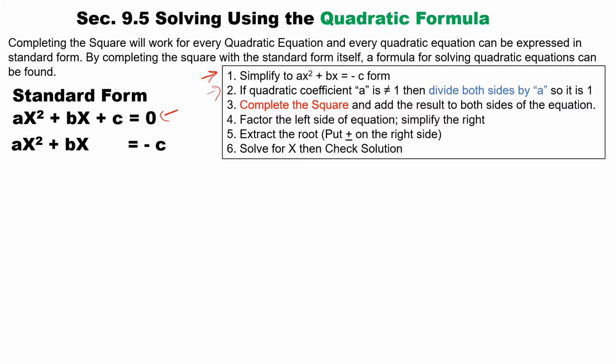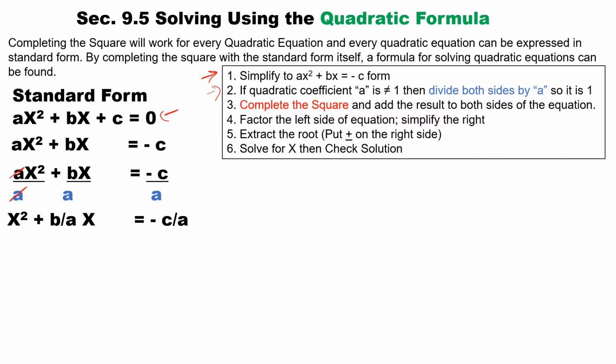Well, at this point, a, b, and c are representing numbers, integers, right? And so we're going to assume a is not 1 at this time, and we're going to go ahead and divide each term by a. When we do that, this a and this a here cancel out to be 1. That was the whole point. We wanted to get a 1x squared plus, now we have the fraction b divided by a, x equals negative c divided by a. Now we're going to complete the square.